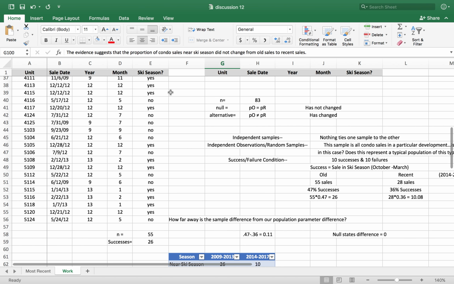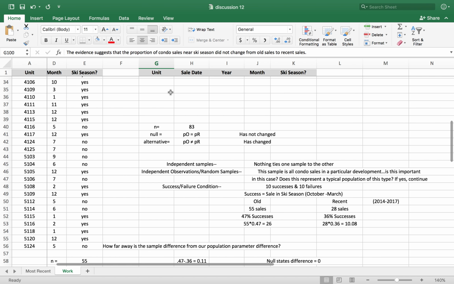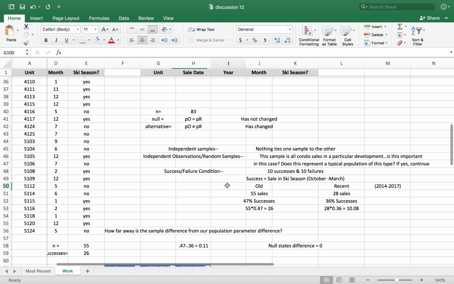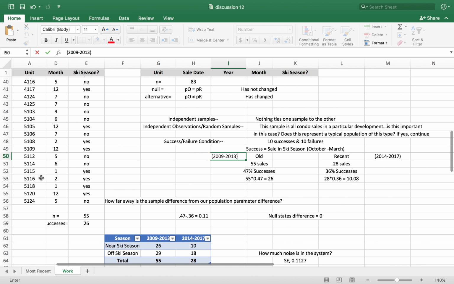So step one, we're just going to define what we're looking at. I wanted to know if the proportion of condo sales near ski season had changed over the course of years. I'm looking at old sales, which I'm defining as 2009 to 2013. My data is a little bit different; I think I copy and pasted it wrong, but I adjusted for it, so it's fine. And then the recent is 2014 to 2017.